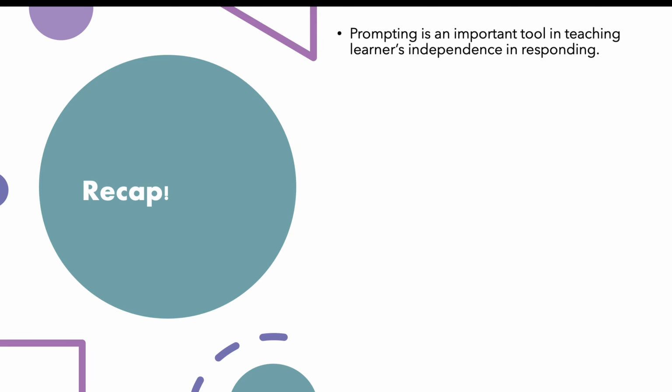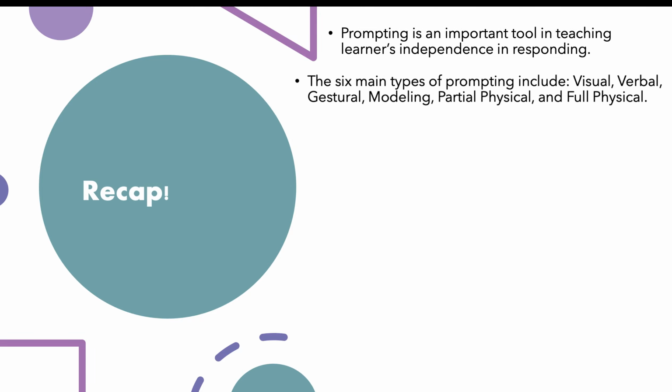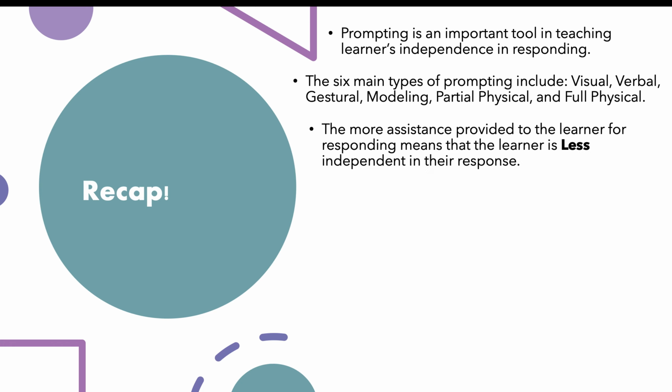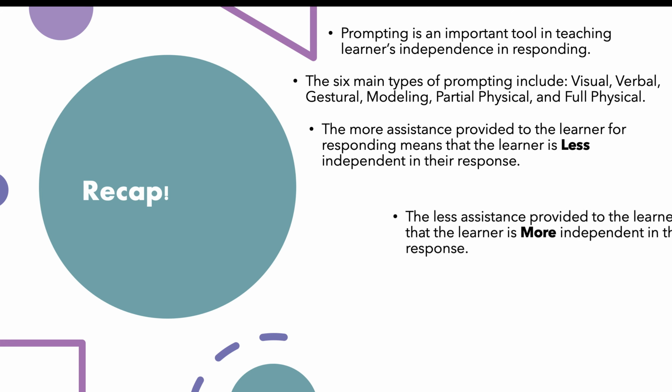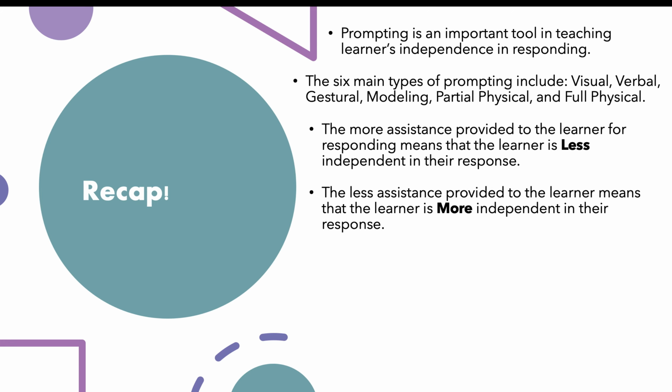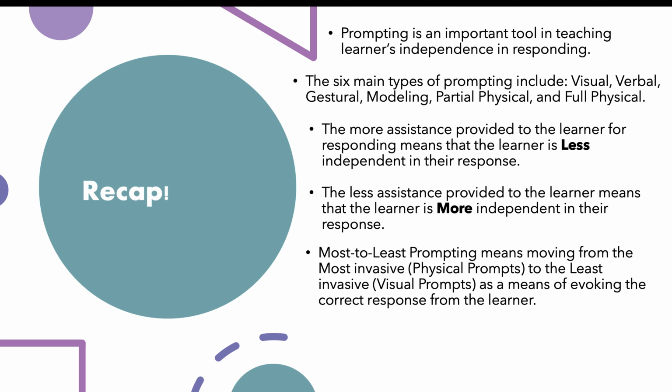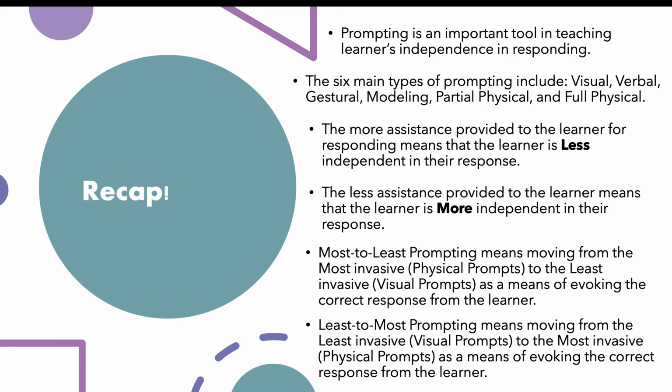So a recap, we want to remember that prompting is important because it teaches independence. We want to remember that there are 6 types of prompting, that the more assistance that's provided means that the learner is less independent. And the less assistance provided means the learner is more independent, which is where we're going for, because we want them to be independent. And lastly, we talked about most to least and least to most prompting. Again, we're working towards that individual independently responding.